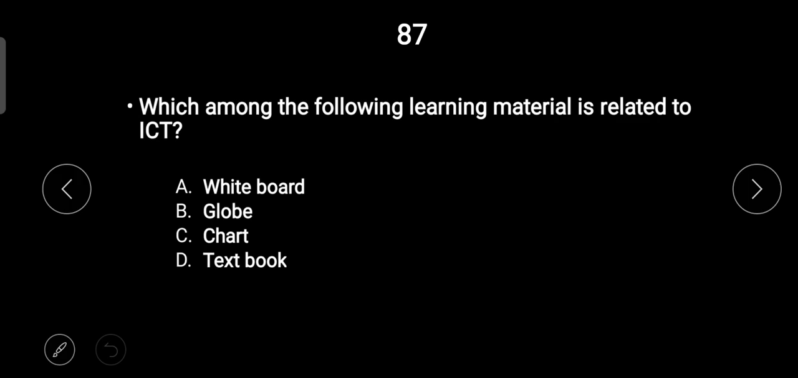Question number 87. Which among the following learning material is related to ICT? Okay, you have whiteboard, globe, chart, textbook. Yeah. Answer is a whiteboard. This is needed even for ICT, information and communications technology. So using ICT, you can teach nowadays.